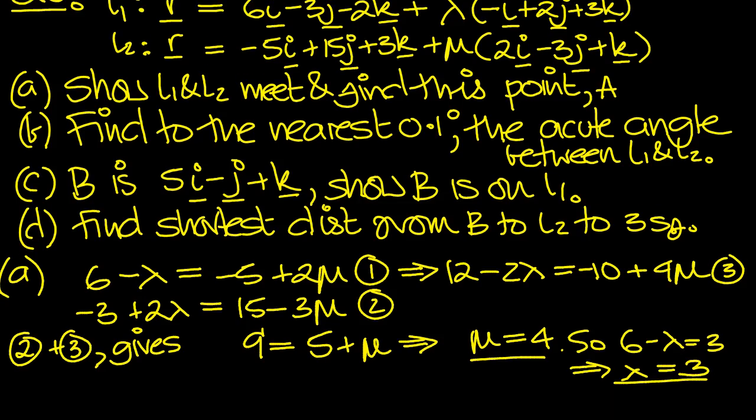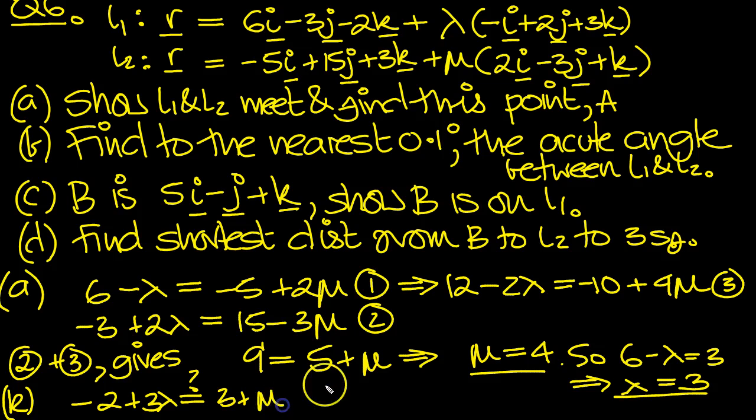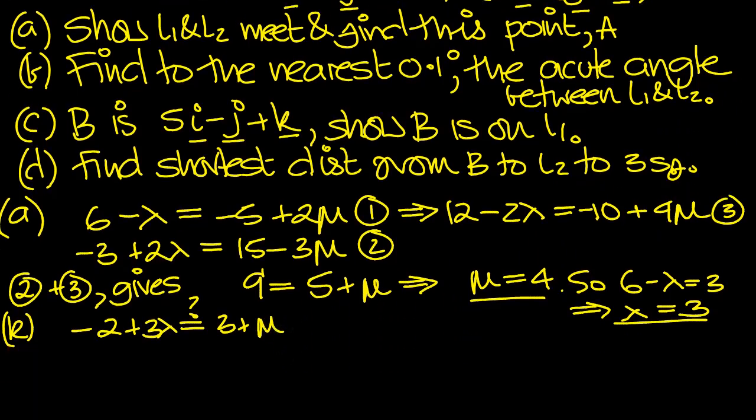Now let's check the z component also intersects. So the k vector part, what have we got? Minus 2 plus 3 lambda needs to equal 3 plus mu. So let's put the values in and see if they do intersect. So 4 for mu, 3 plus 4 equals 7. And here, minus 2 plus 3 lambda, 9 minus 2 is 7. So yes, the lines intersect.